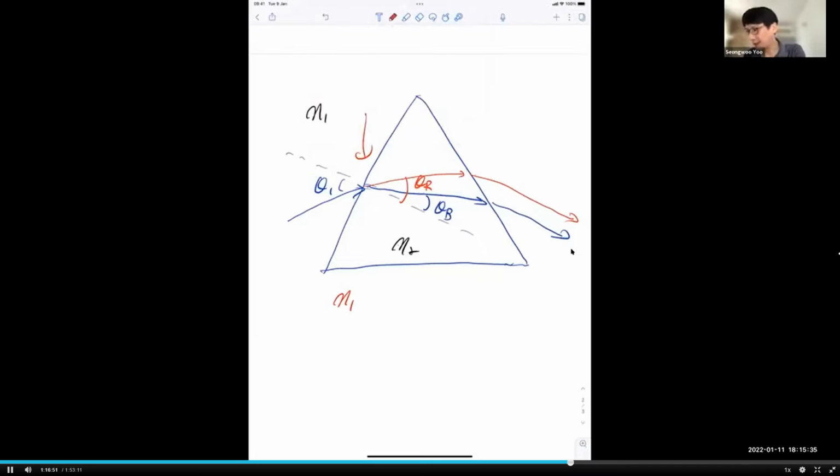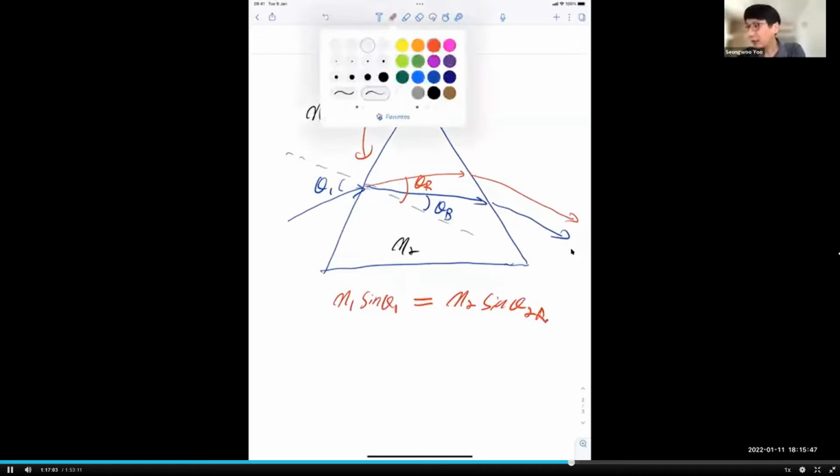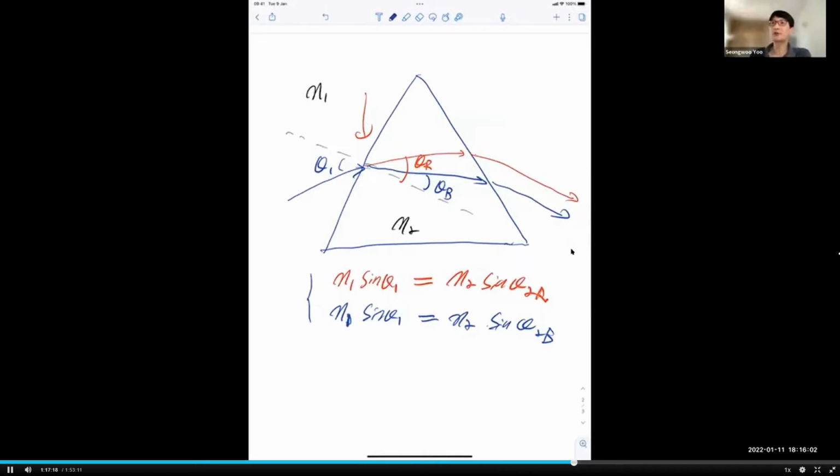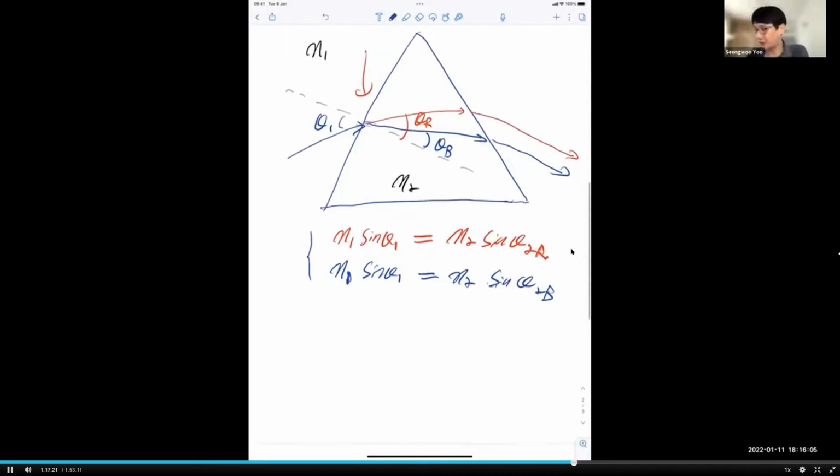Now, for the red color, our Snell's law goes n1 sine theta 1 equals n2 sine theta 2r. And I can also set up Snell's law for the blue color, which goes n1 sine theta 1 equals n2 sine theta 2b. Now, if you compare those two equations, you can come to a conclusion, because they share the same common term n1 sine theta 1.